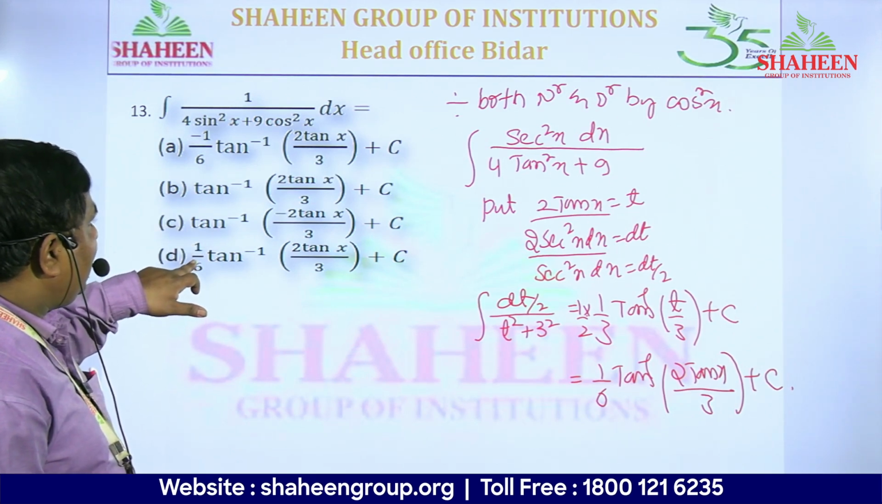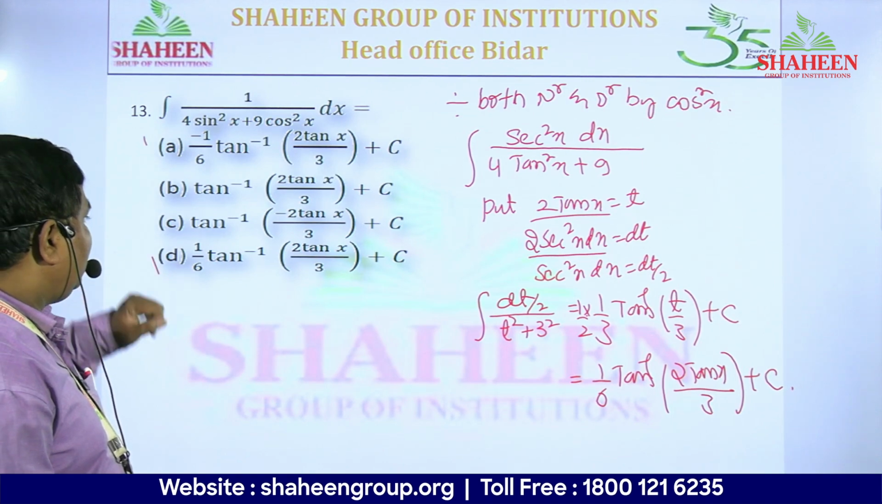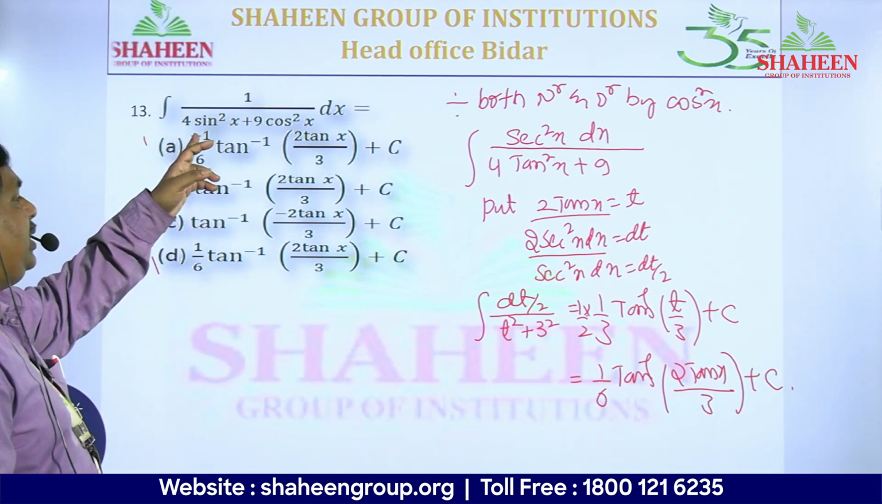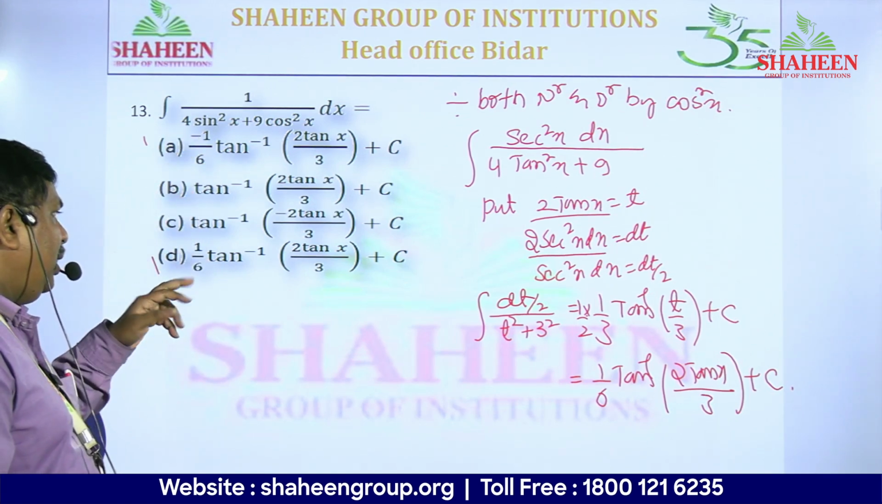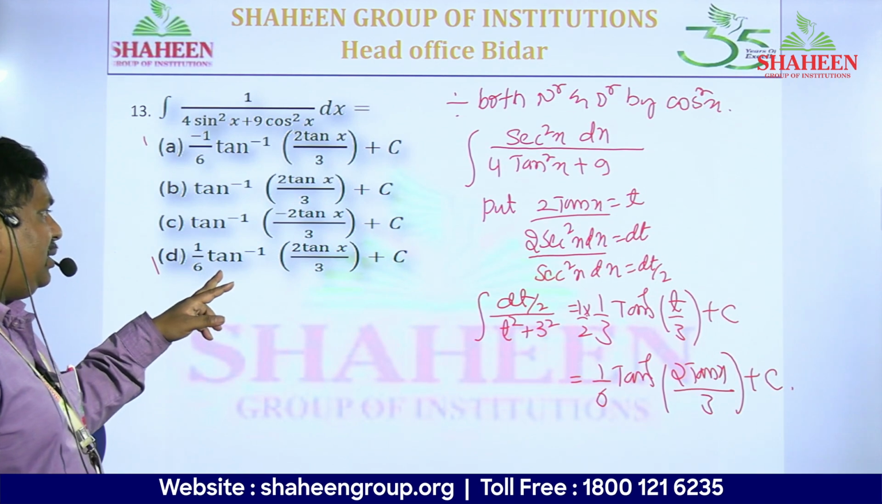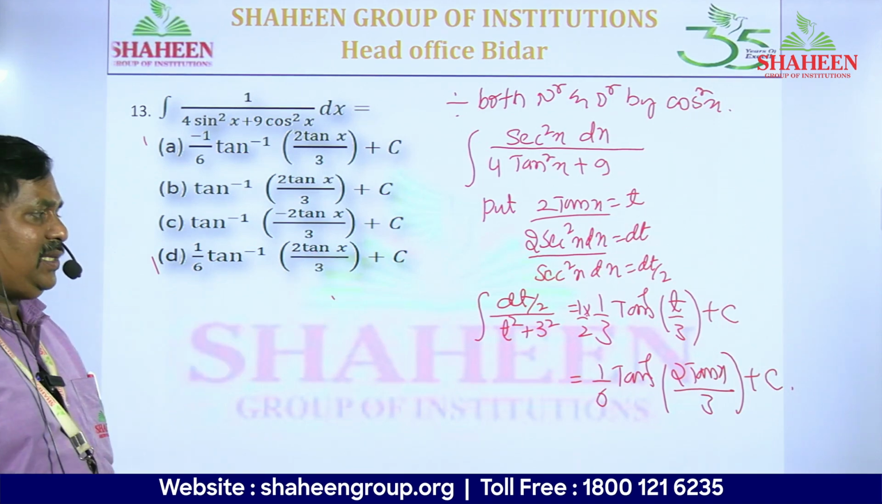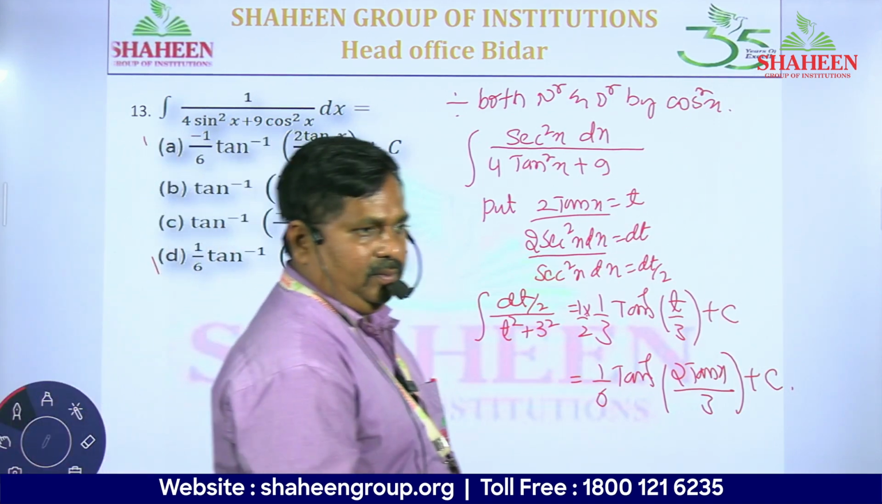The answer is 1 by 6 tan inverse 2 tan x by 3. With 1 by 6 tan inverse, either the first, third, or fourth option is correct here. The first option is minus 1 by 6, that is wrong. And the last is plus 1 by 6, that is right. 1 by 6 tan inverse 2 tan x by 3 plus c is the answer.